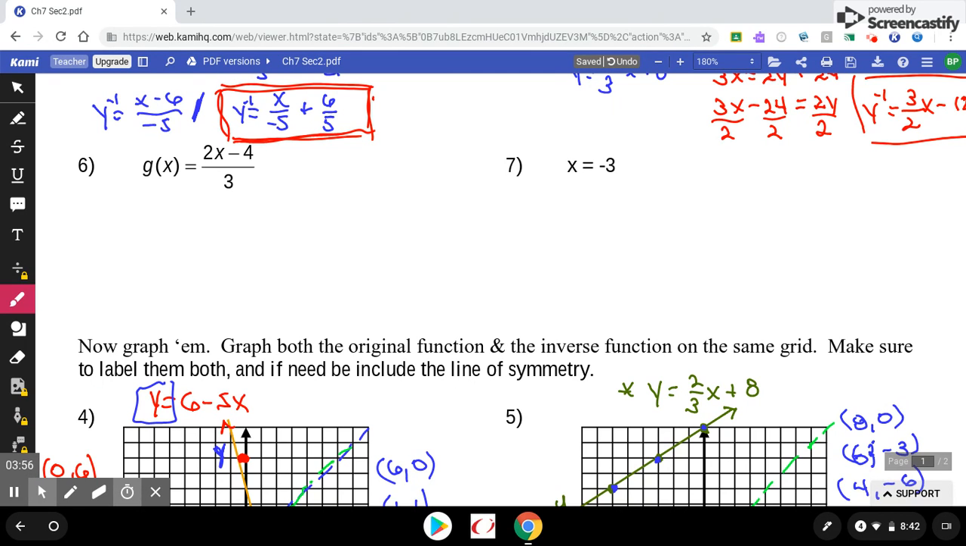For starters, g of x, f of x, h of x, all the function notations mean the same thing as y equals. So all we have to do to find an inverse equation is to flip the x and the y. I'm going to put the x where the y was, and I'm going to put the y where the x was. Then you've got to get y by itself, no choice. So let's see here. I'm going to start with that 3. I'm going to get rid of that 3.